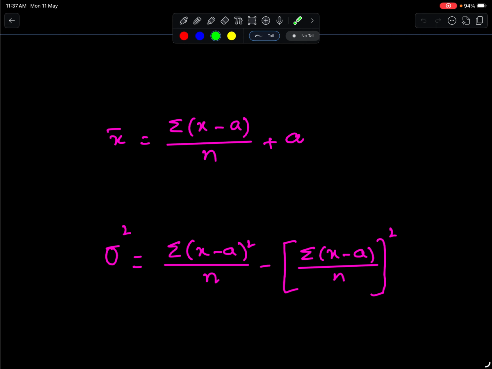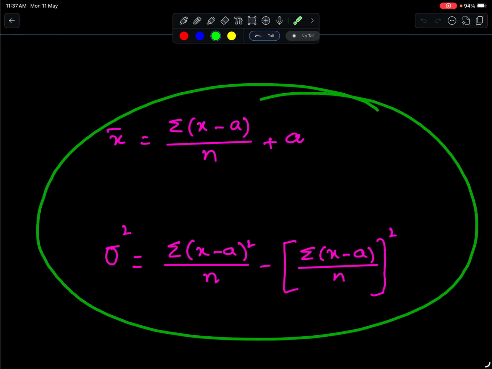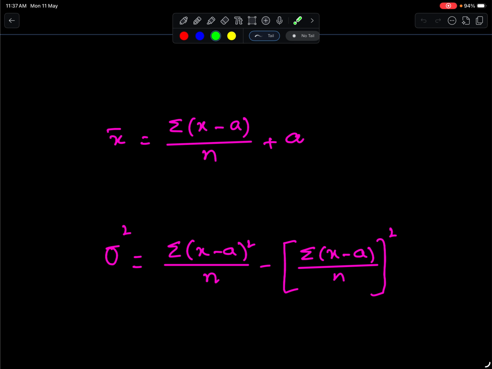Make sure you remember all the formulas that are not given in the MF19 formula booklet, especially mean and standard deviation using assumed mean method. These two formulas are very important. They are not given in MF19. And remember, we substitute this result here, not the result of mean.